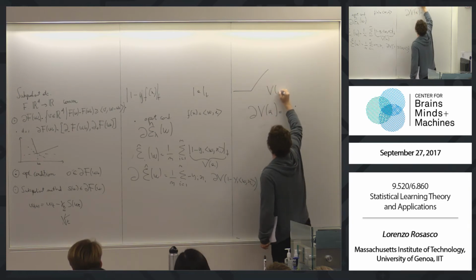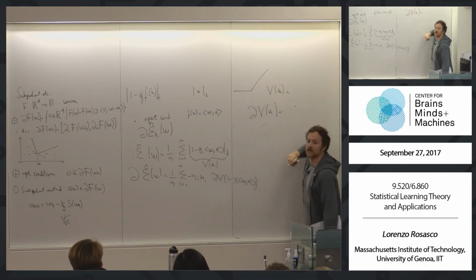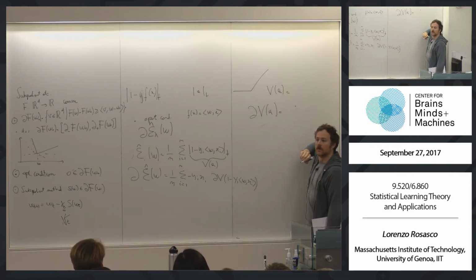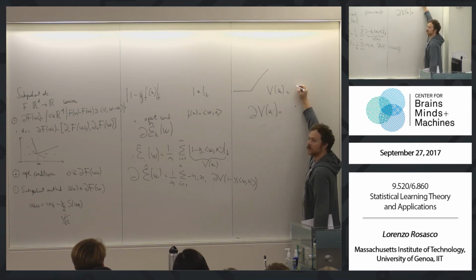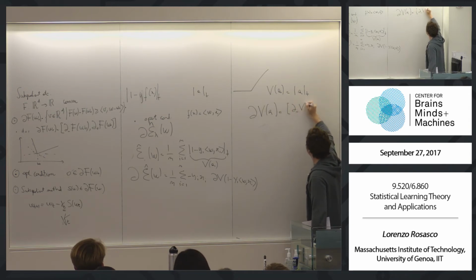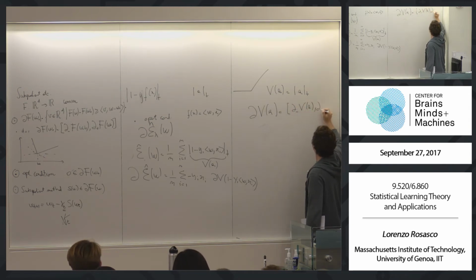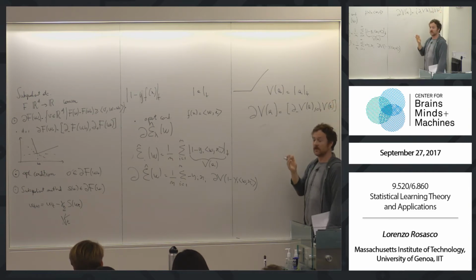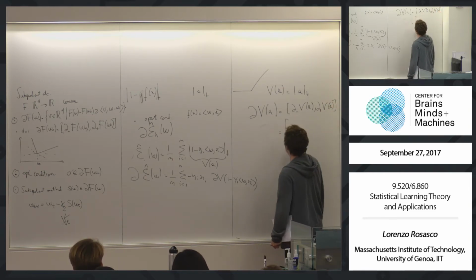So V of A is equal to what? Just V of A is equal to A plus, the positive part of A. How much is the subgradient? Well, it's going to be D minus V, D plus V, because it's one dimension. Can you tell me how much this is?